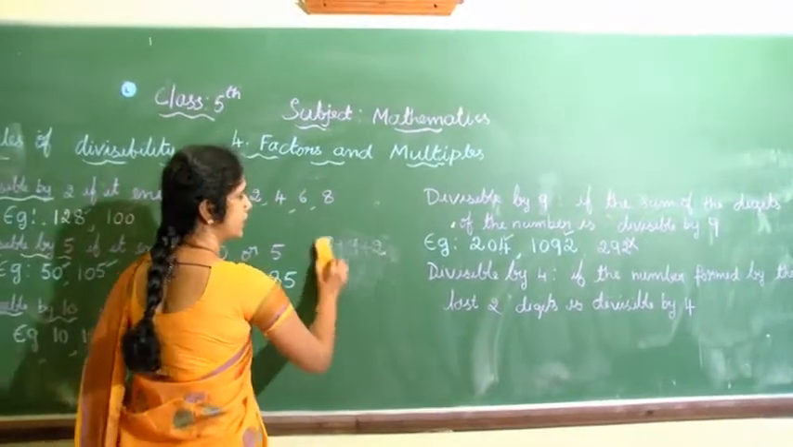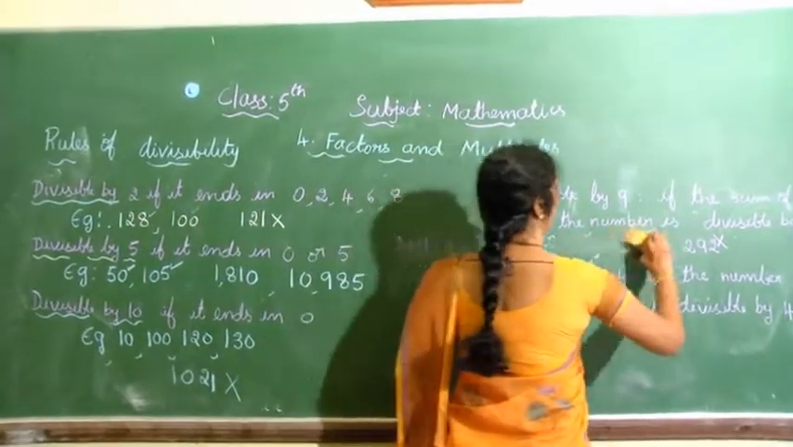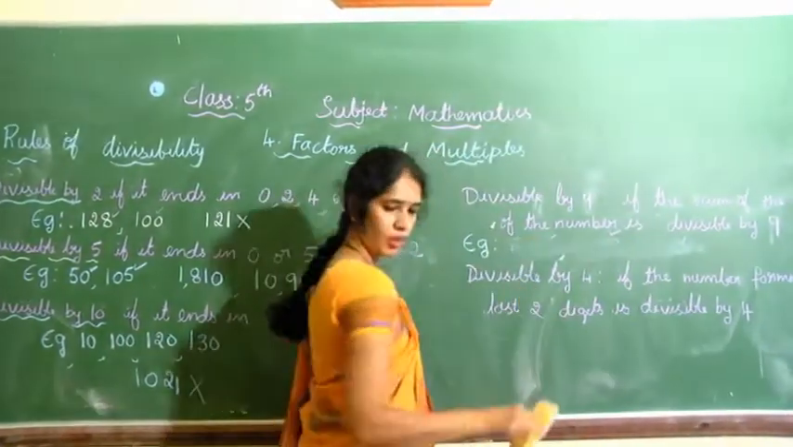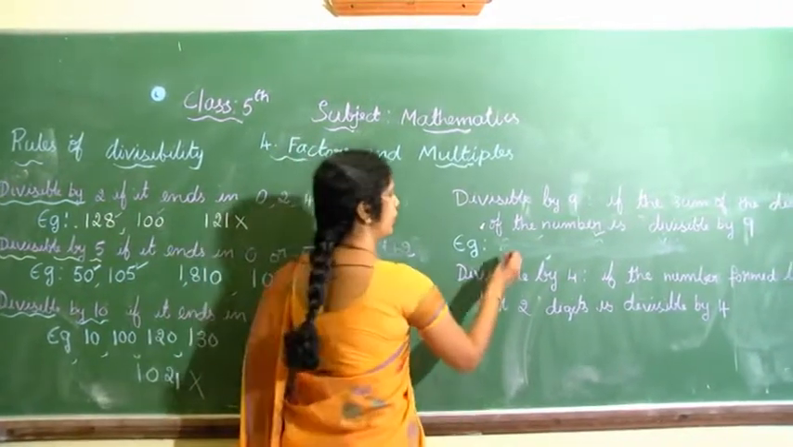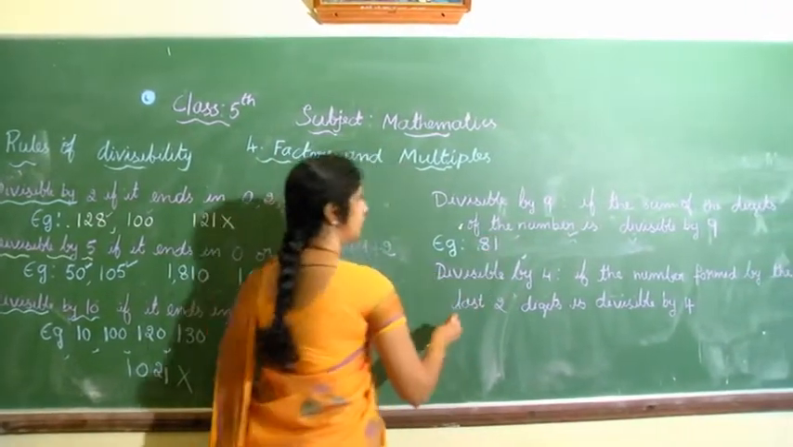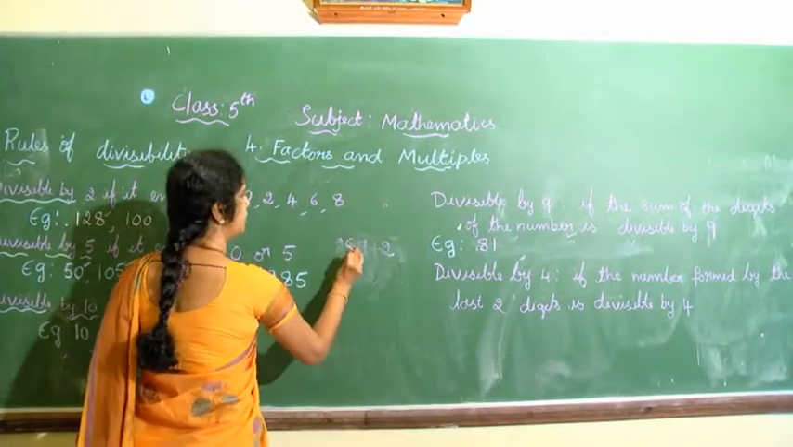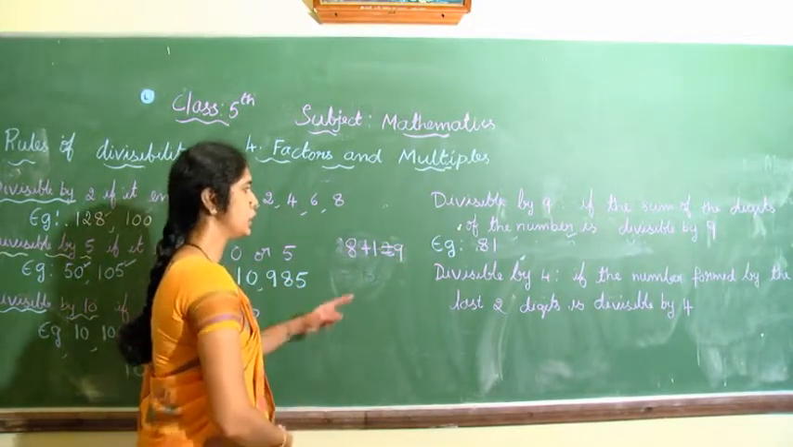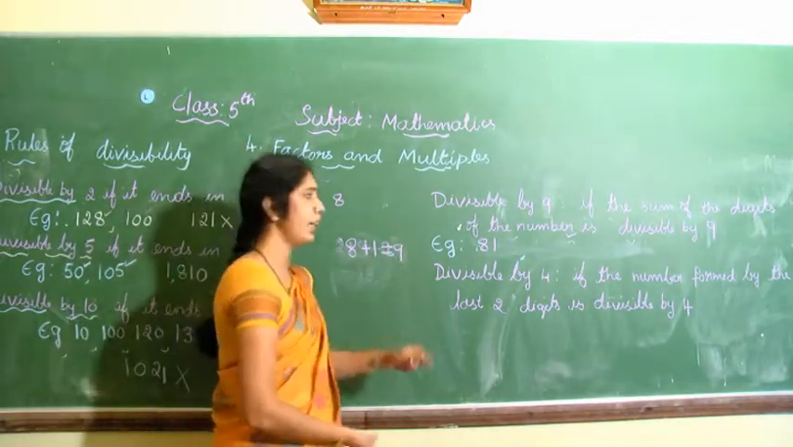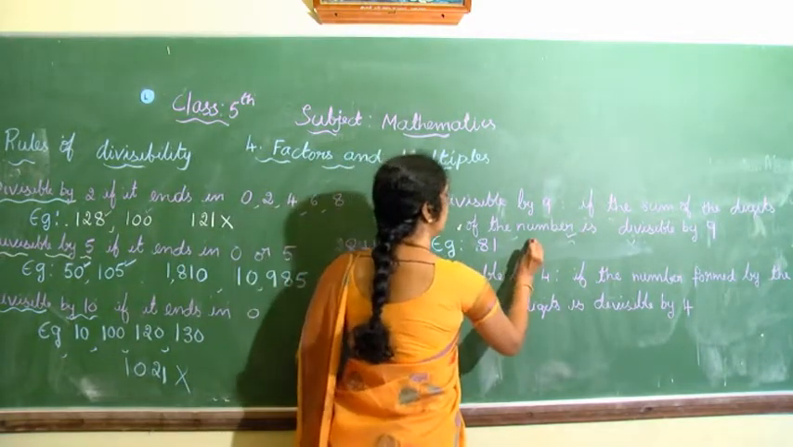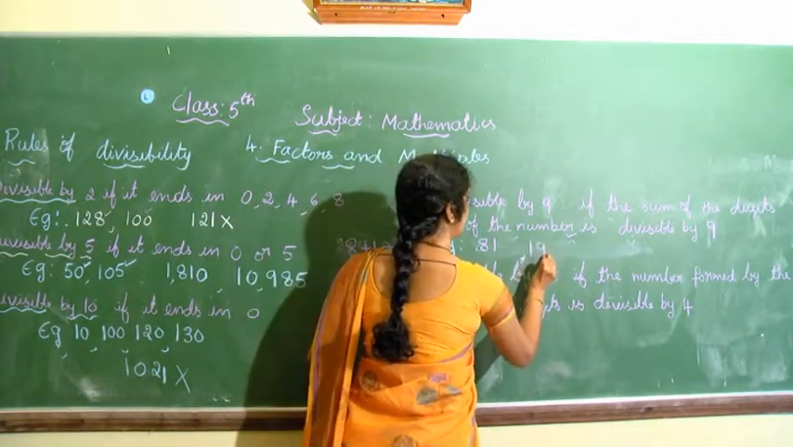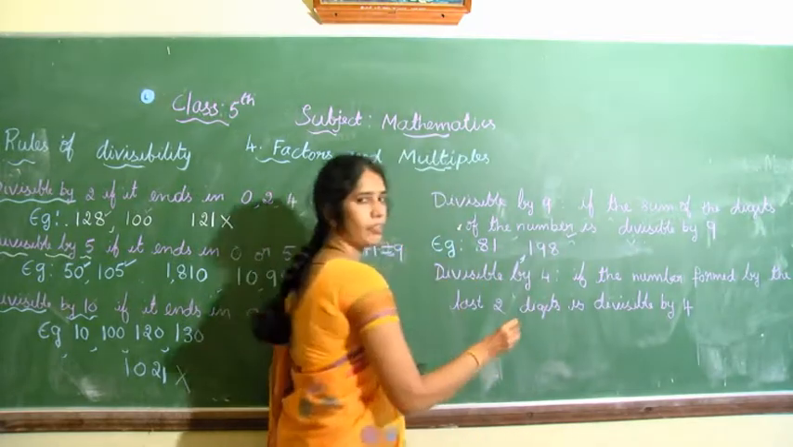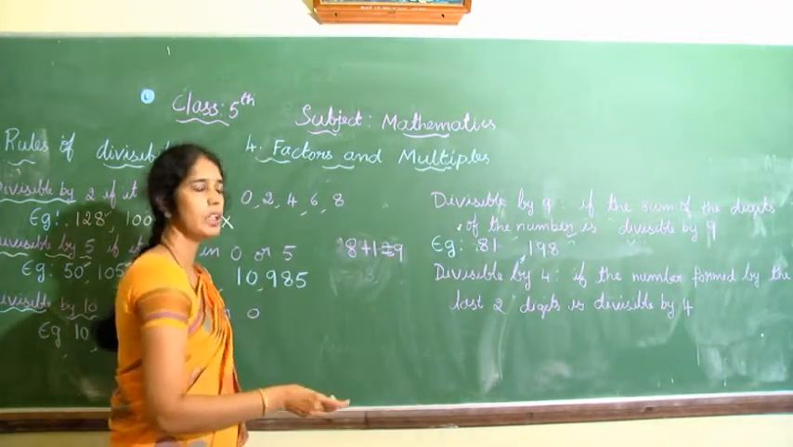We'll check this. We'll give different numbers. Okay, a small number, 81. So what is 8 plus 1? Which is equal to 9. So 9 is divisible by 9. One more, 198. We'll check whether it is divisible or not.